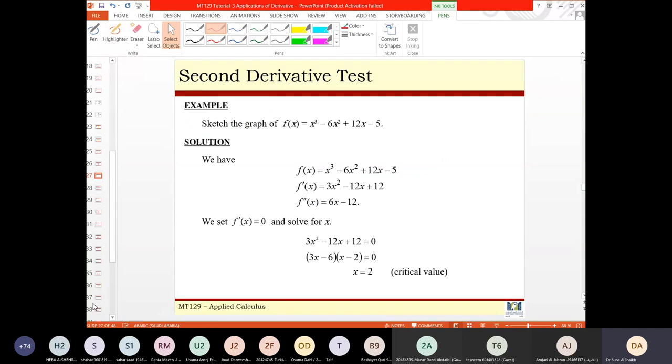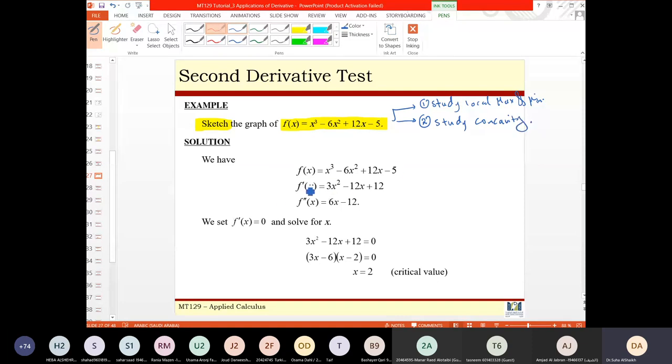Now, this is one more example. We have the function f of x, and they want me to sketch it. So right away, I know if they want me to sketch it, I have to go through the things that I have. Number 1, I will study the local maximum and minimum points. In number 2, I will study the concavity.